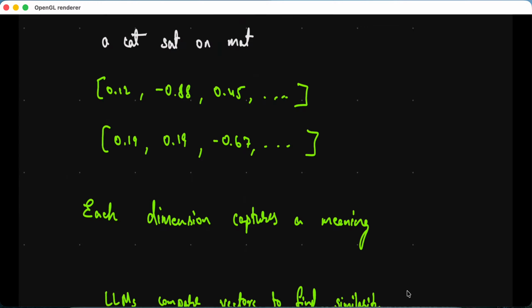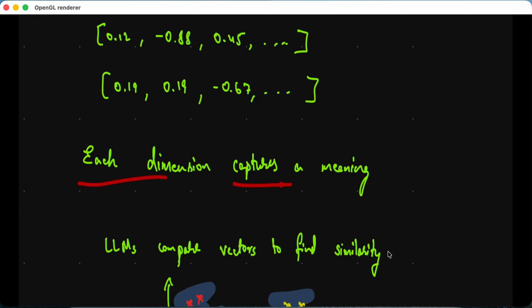So that is how we have vectors placed inside the Cartesian space, and we can have any number of dimensions. The more the dimensions, the more accurately we can capture the meaning of each word, and the entire sentence as well. So each dimension captures a meaning.